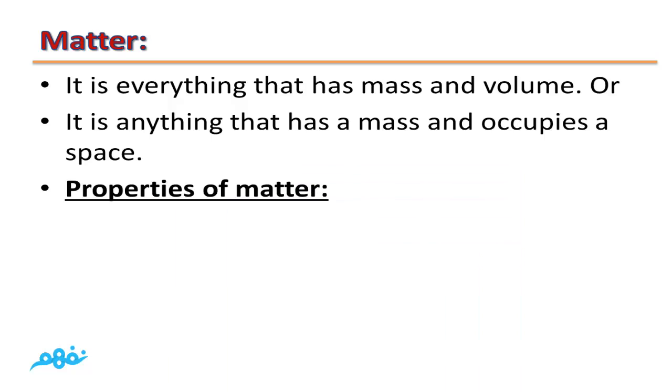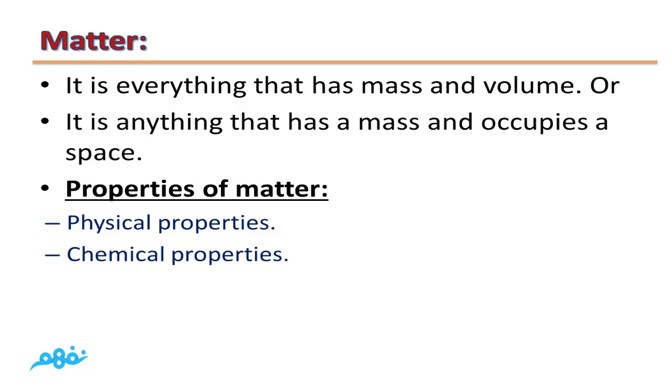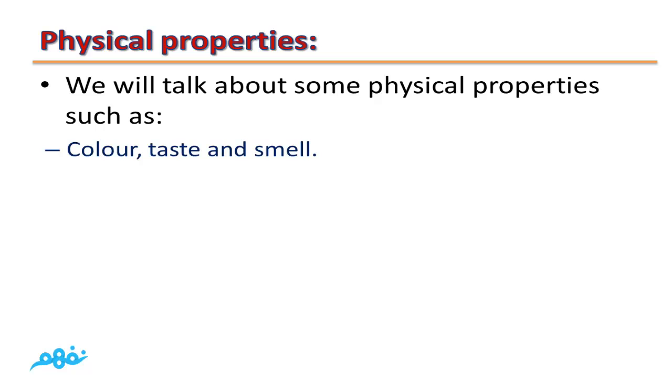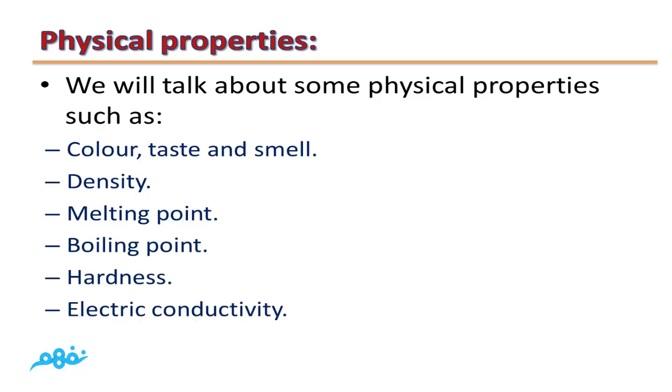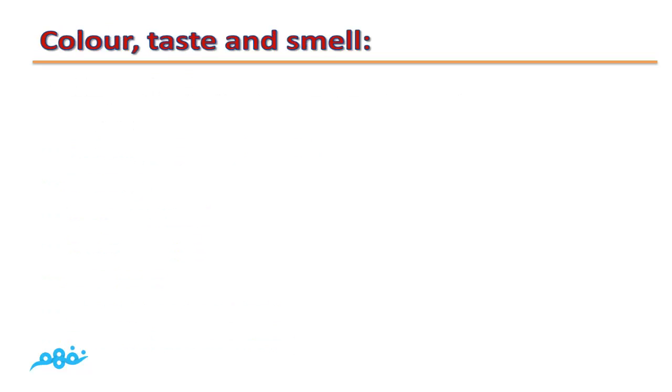Let's talk about properties of matter. Properties of matter are classified into two groups, which are physical properties of matter and chemical properties of matter. We will talk about some of the physical properties of matter, such as color, taste and smell, density, melting point, boiling point, hardness, electric conductivity, and finally thermal conductivity.